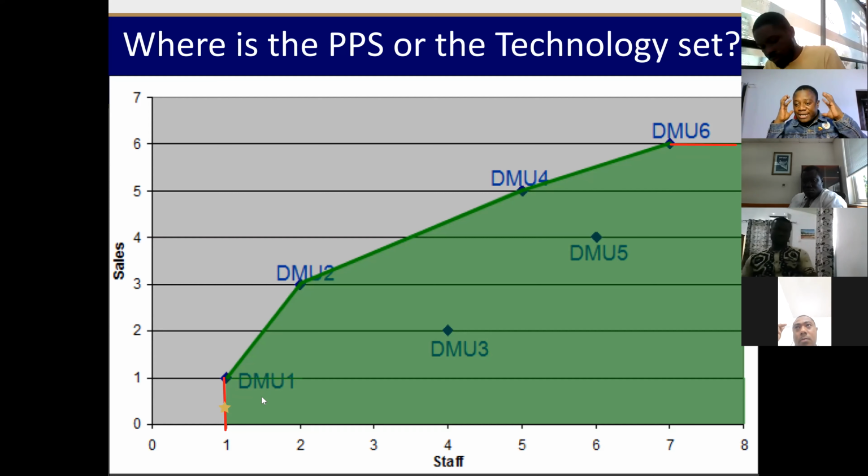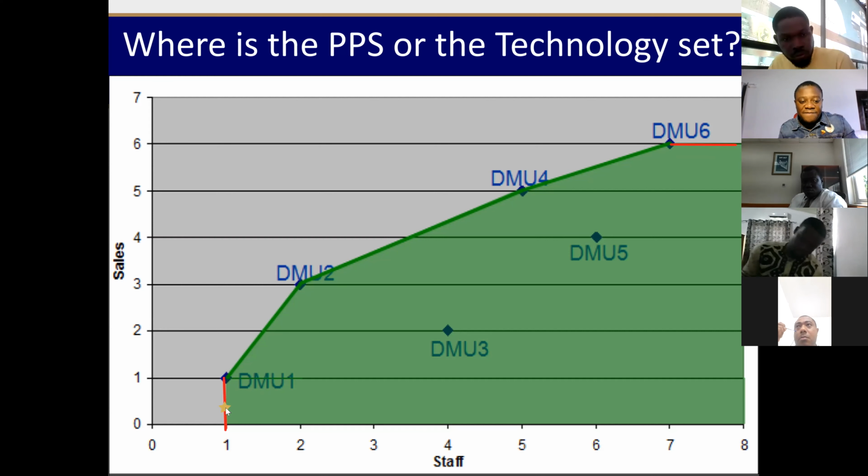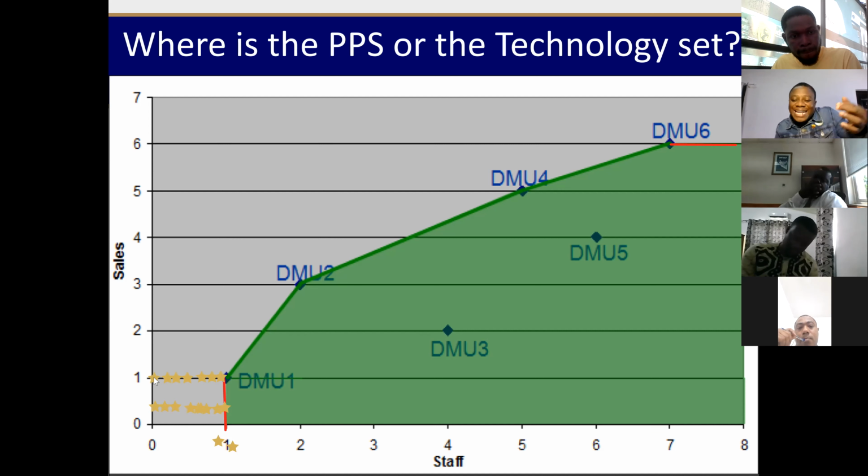So, just theoretically, look at it practically, look at it with your eyes. If a firm is located where the star is, what it means is that that firm is using the same staff of one, but the output it is producing is almost like 0.5. Whereas DMU1 is also using the same staff, but the output it is producing is 1. So that is a clear indication of weak efficiency if a firm is located halfway.